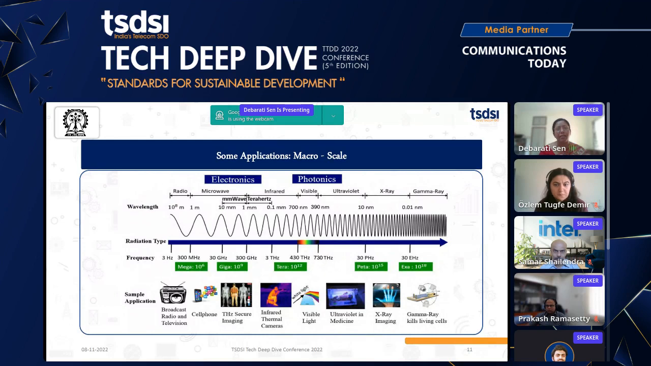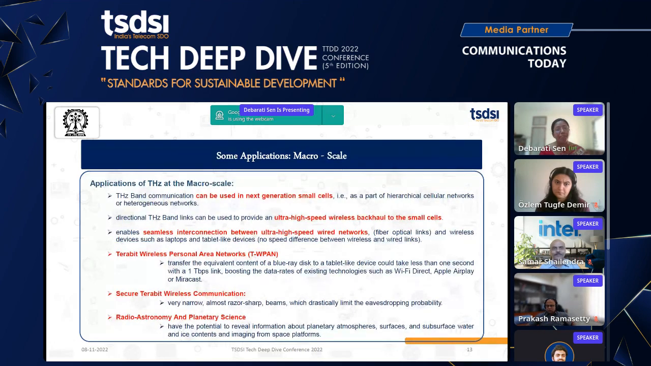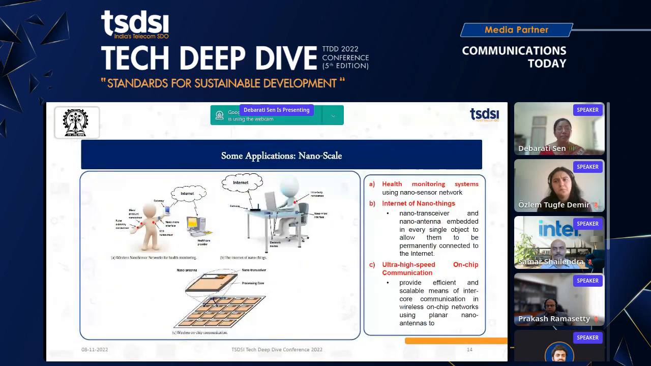These are the available bandwidths for terahertz that we are seeing, and we are mapping them with some sample applications in this slide, in the macro cell. This is an extension of that, and remember, in the future we will be talking about Tera wireless local area networks, Tera wireless personal area networks, Tera secure terabit wireless communications or Tera secure communications, and next generation small cell networks, which we will be calling Terahertz nets. These are some of the details about the applications that we can get out of these terabands.